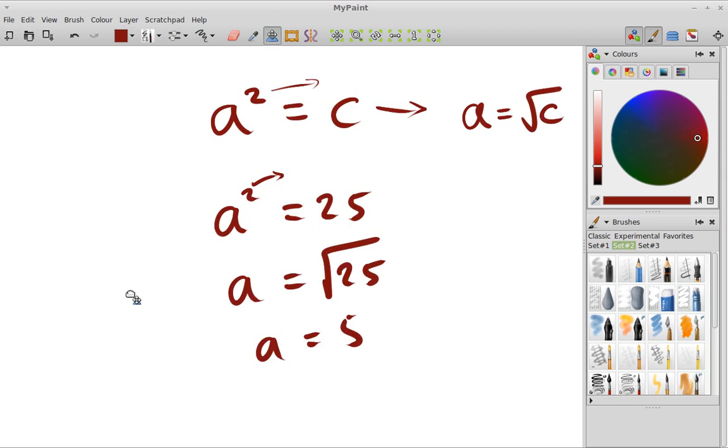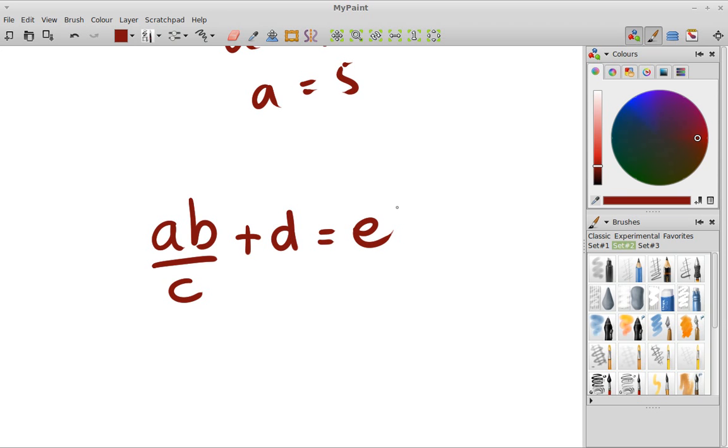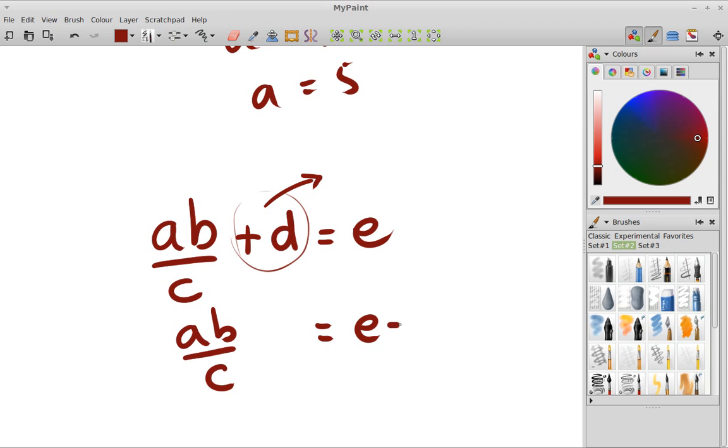Right, let's do something slightly more complex. Let's have AB divided by C plus D equals E. In this case then, the easiest thing to get rid of, in terms of the weakest link if you like, well, plus is always weaker than times and divide. AB divided by C equals E, well, we take plus D across, it becomes minus D.